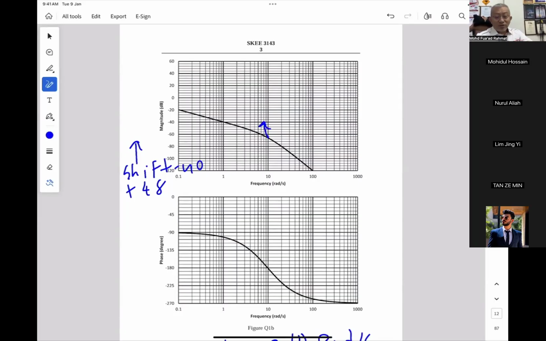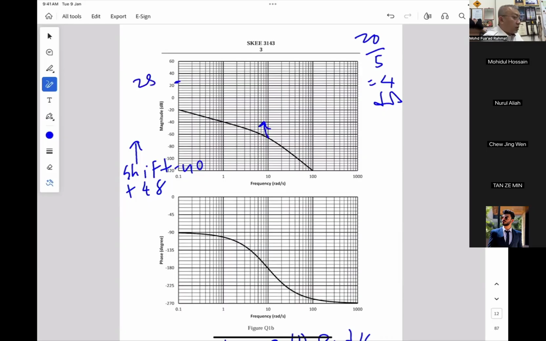Hello guys, 28. Yes, doctor. Yes, 28. So this one is 20 dB divided by 5.4 dB, kan? So maknanya 28 dB kat sini.